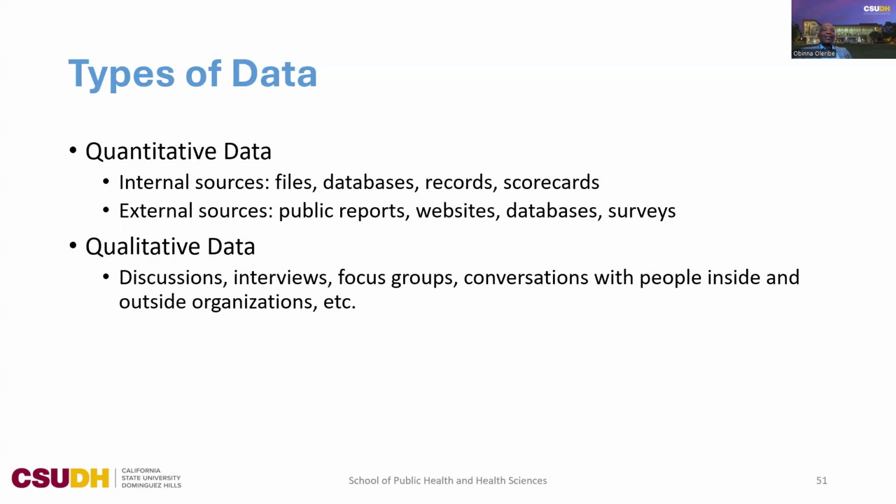What are the two types of data? It could be quantitative or qualitative. And quantitative data could be from internal sources or external sources. And this could be from the patient's file, from the finance file, from staff files, from databases, from records you have, from your store cards, your dashboards, or it could be external from public reports, from government websites, from databases of government, and from surveys that government have done. And we've discussed some of them earlier on.